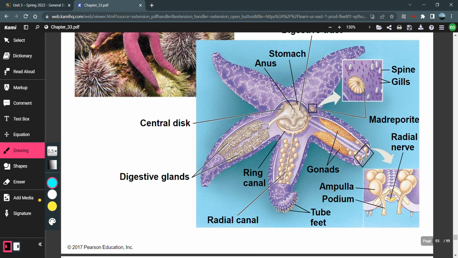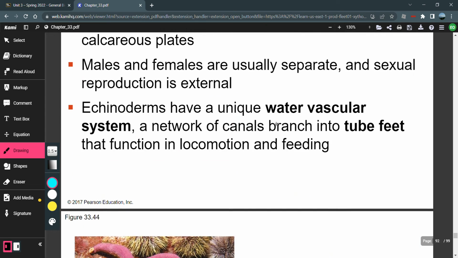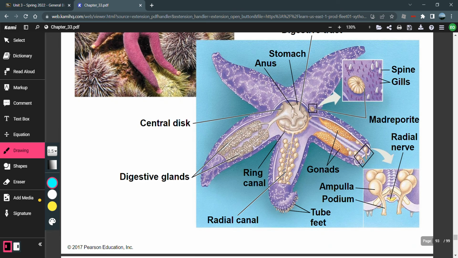And the cool thing about this is they have repeating organs. So that means that the gonads, you'll find all the organs in every part or every appendage. Yeah, in every little appendage. So you'll find the gonads, the digestive glands, all in these.